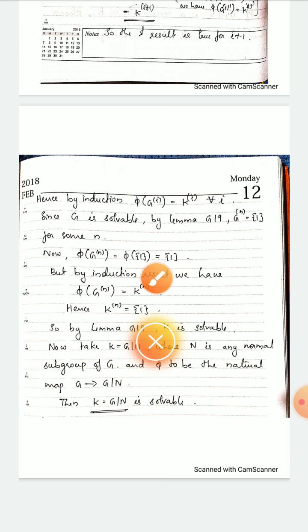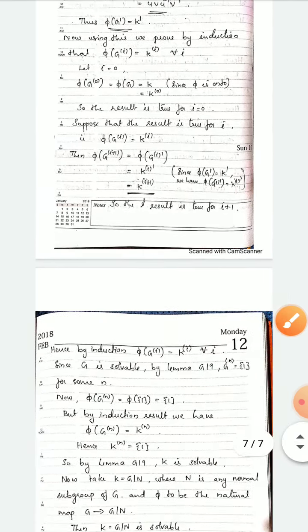But by the induction result, we have phi of G^i is equal to K^i, which is true for all i. So phi of G^n is K^n. From this, we have phi of G^n is equal to Z1, and we have phi of G^n is equal to K^n. Hence, this K^n is equal to Z1. By lemma G19, G is solvable if and only if G^n is equal to Z1. Here K^n is equal to Z1, so by lemma G19, we have K is solvable.